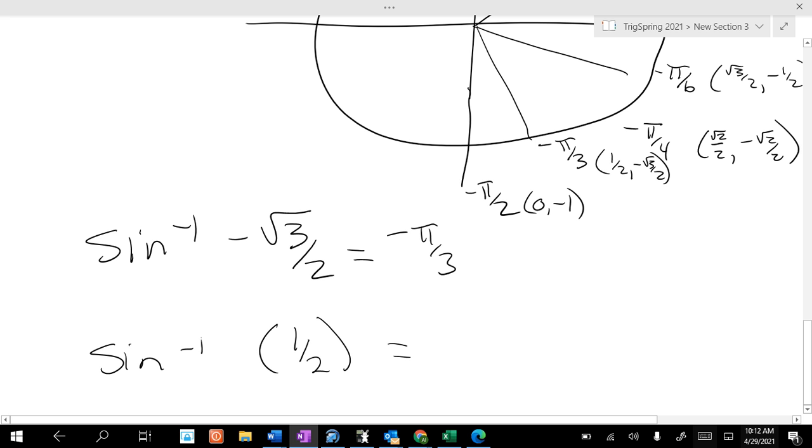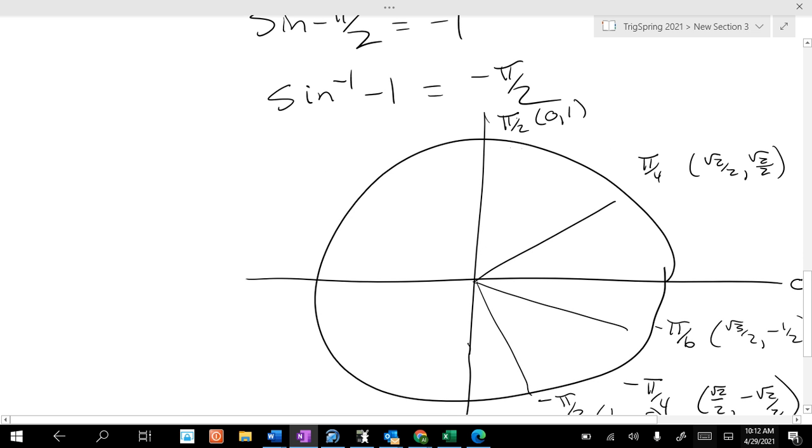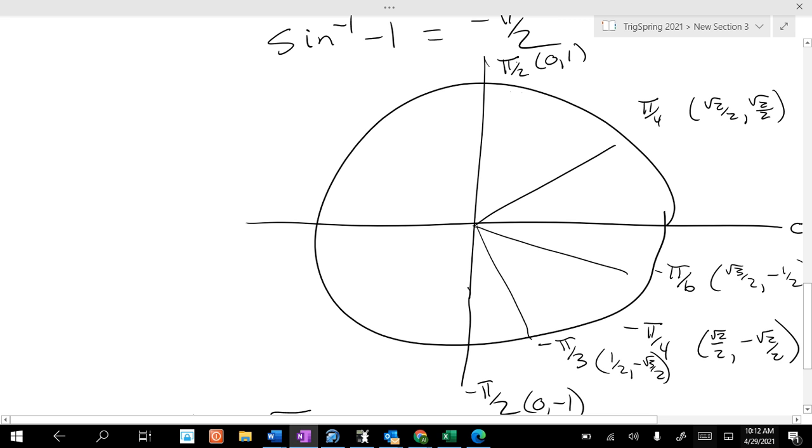Abby, do you get it? No? Where is the y value equal to positive 1/2 on your unit circle? Now, I don't have it written up here, but where is it equal to positive 1/2? The y value.